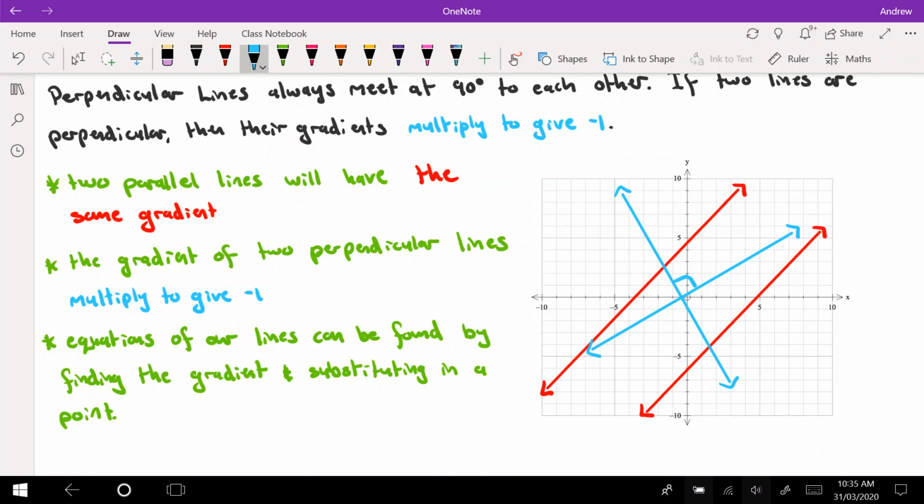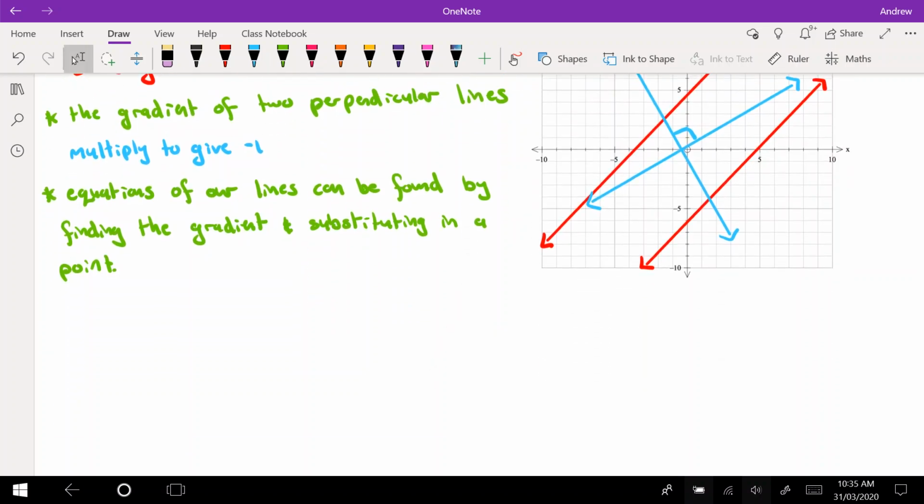So the parallel lines are in red and they're never going to intersect. They always have the same gradient. But the perpendicular lines there in blue, if you find their gradients, they're going to multiply and they're going to give you -1.